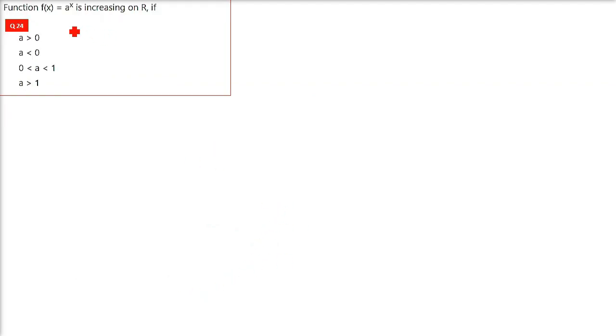Now this question is quite straightforward. Whether it be exponential or log, they follow the same procedure and rule. a raised x is increasing on R, that is, a should be greater than 1. a raised x will be decreasing when a is between 0 and 1. This you already know, and this goes along with log also.